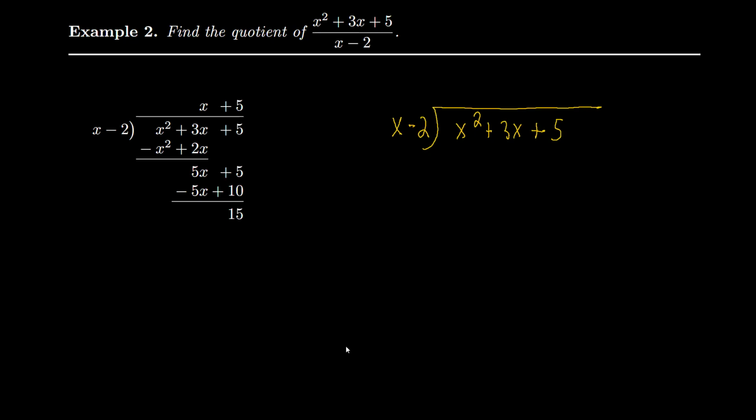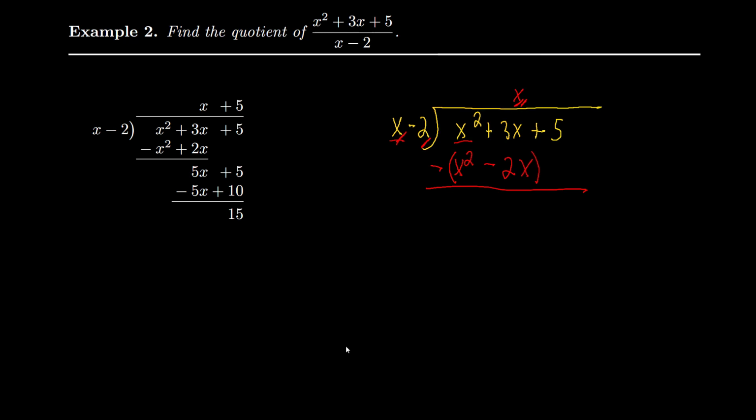All we're going to do here is we're just going to say, okay, x squared divided by x is x. So put x up here. That's it. Now, this x up here times this x here is x squared. This x up here times this minus 2 is minus 2x. Okay? And then we're going to subtract this whole thing. Just like that. All right?